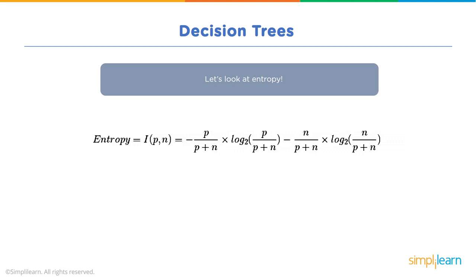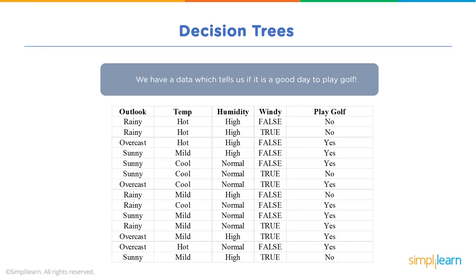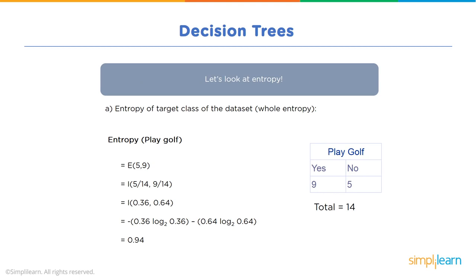But let's break that down and see what it actually looks like when we're computing that from the computer script side. Entropy of a target class of the data set is the whole entropy. So we have entropy of play golf. If we go back to the data, you can simply count how many yeses and nos in our complete data set for playing golf days. In our complete set, we find we have 5 days we did not play golf and 9 days we did play golf. So if you add those together, 9 plus 5 is 14, and so our I equals 5 over 14 and 9 over 14. That's our P and N values that we plug into that formula. And 5 over 14 equals 0.36, 9 over 14 equals 0.64.